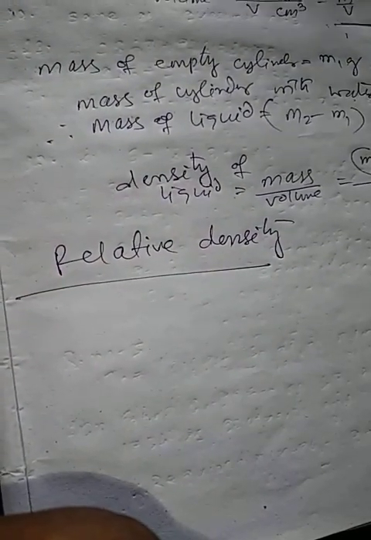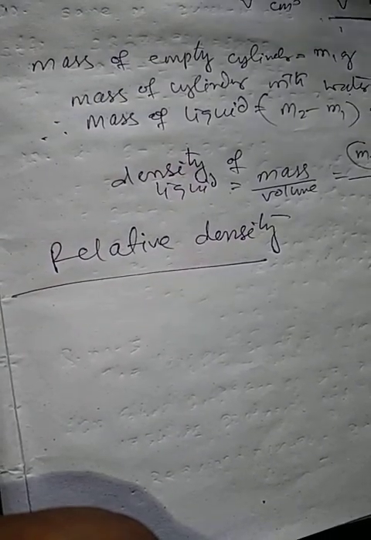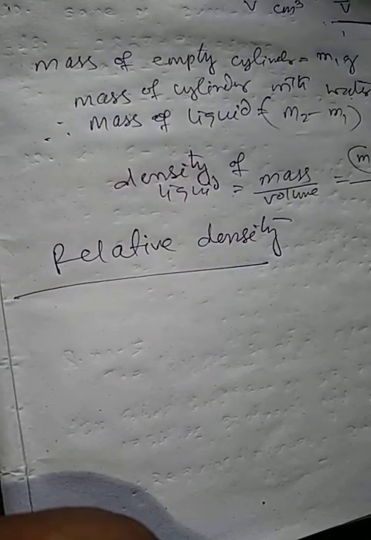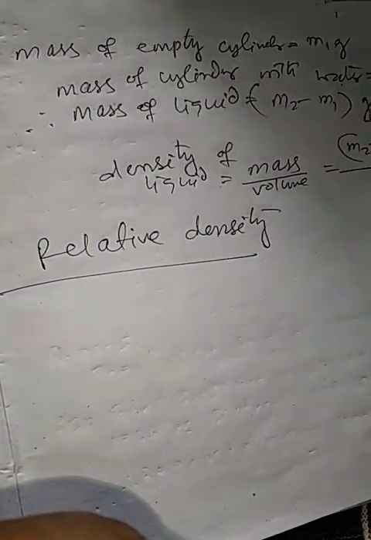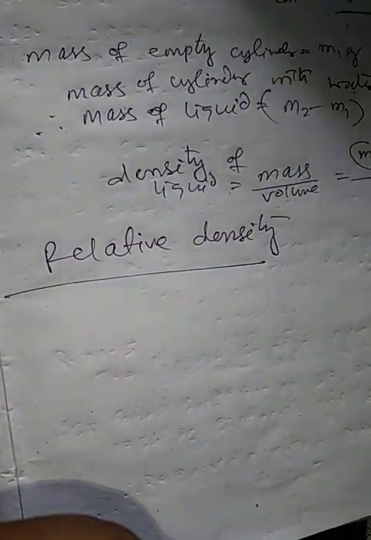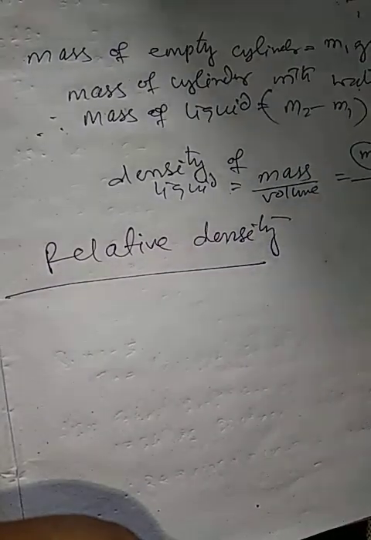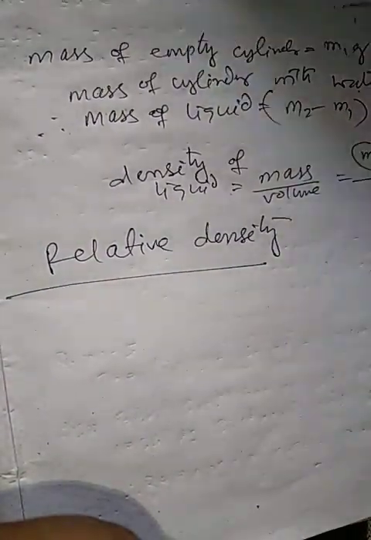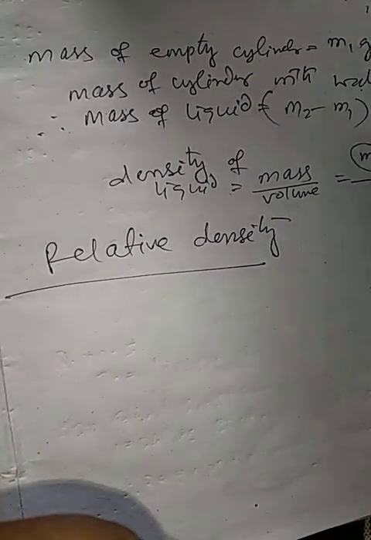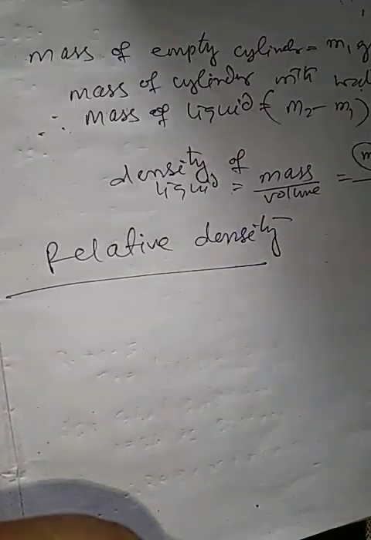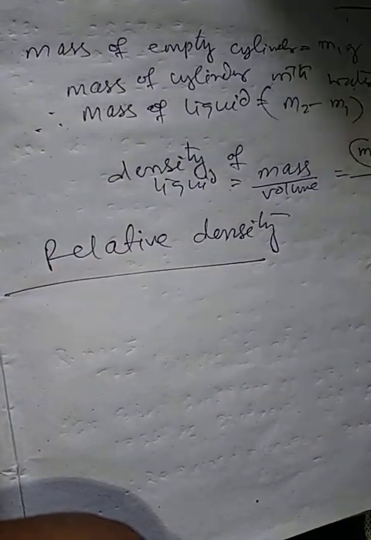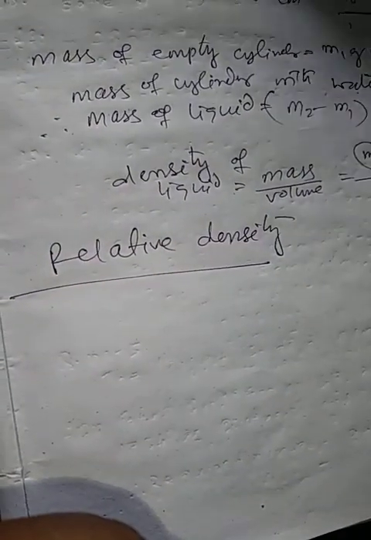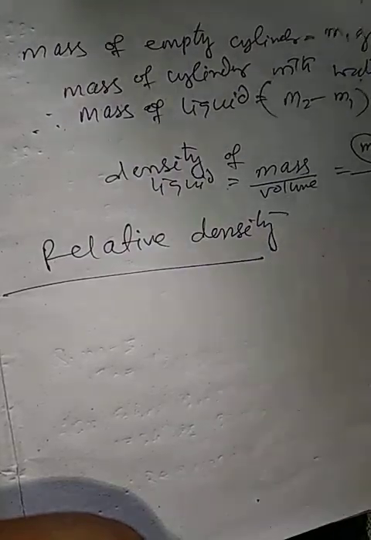Now sinking and floating of the object depends upon the relative density. If the solid sinks in the liquid, then the density of the solid is greater than the density of the liquid. If the solid floats on the surface of the liquid, then the density of the solid is less than the density of the liquid. Hydrometer is an instrument which is used to measure the relative density of liquids.